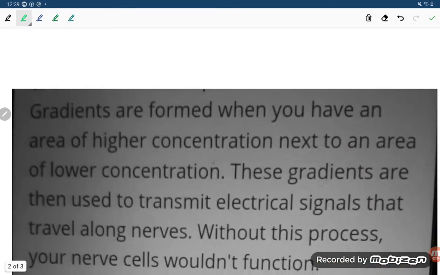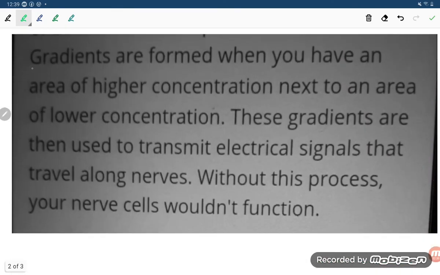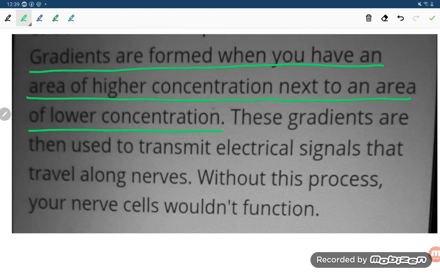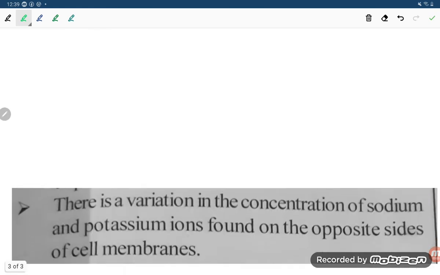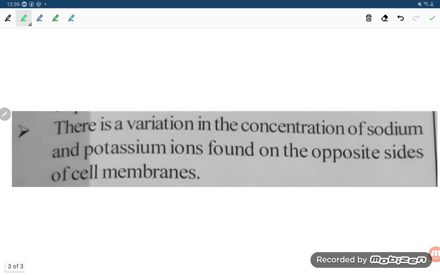Here let us read out the slide, students, maybe helpful. They are saying gradients are formed when you have an area of higher concentration next to an area of lower concentration. So when the concentrations are different, these gradients are then used to transmit electrical signals that travel along the nerve. Without this process your nerve cells wouldn't function. So they are saying that is how the gradient is caused, because of the difference in concentration.